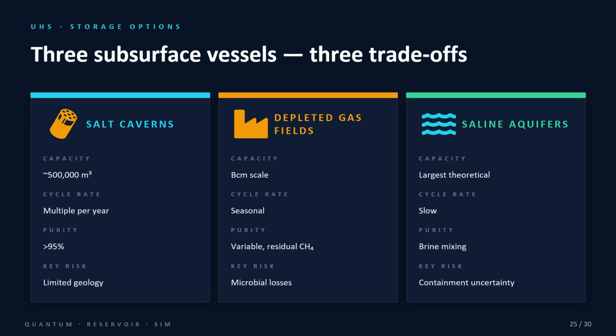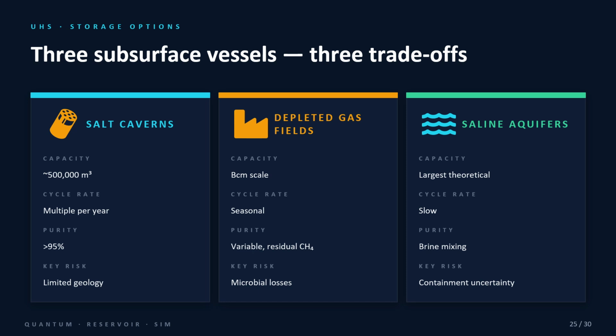Salt caverns, depleted gas fields, and saline aquifers. There are three major underground hydrogen storage options. The first is salt caverns. Salt caverns have excellent sealing properties and can support fast injection and withdrawal cycles.